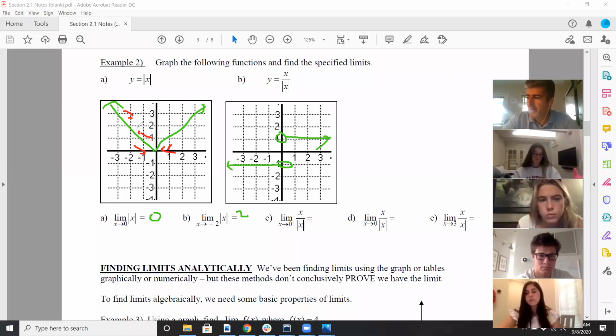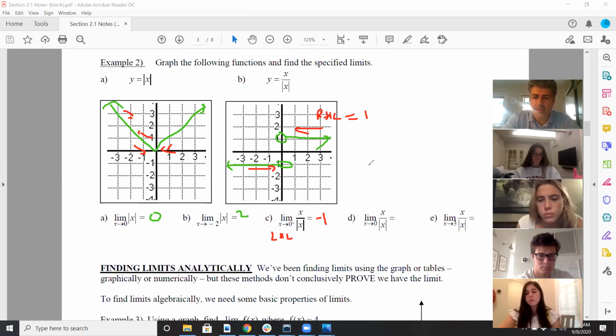So there you go. Now, C, D, and E are going to be a little interesting. As I'm approaching 0 from the left, this is my left-hand limit. That's going to be -1, because as I'm getting closer and closer to 0 from the left side, y is consistently -1. From the right side, my right-hand limit, that's going to equal +1.